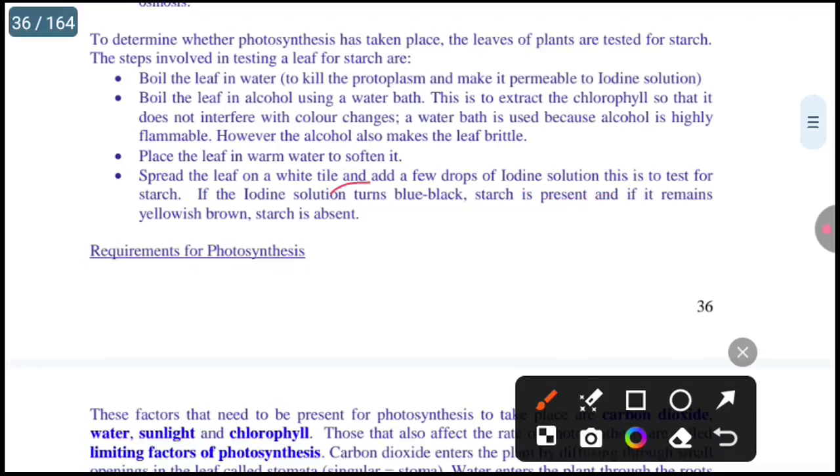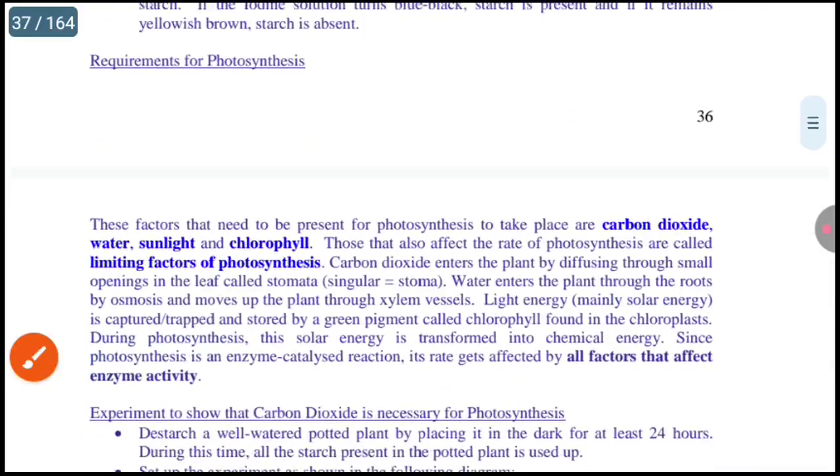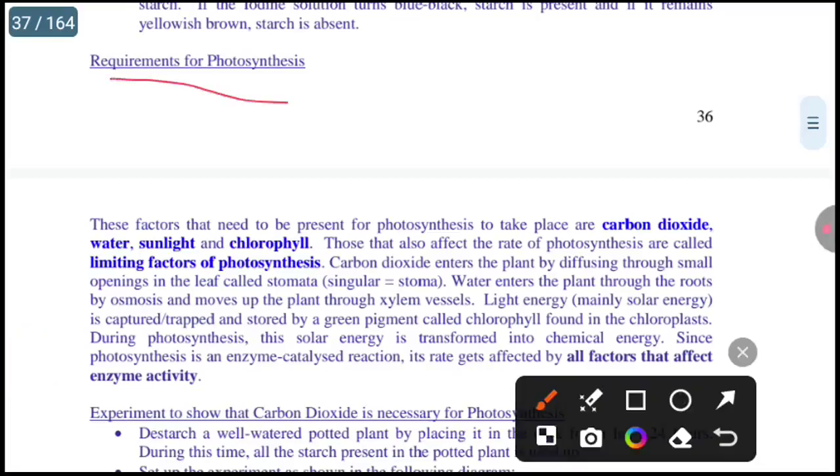The iodine solution turns blue-black. Starch is present, and if it remains yellowish brown, then starch is absent. So that's how we test for starch. If the iodine solution turns blue-black, then starch is present. If it remains yellowish brown, then starch is absent. That's in plants.